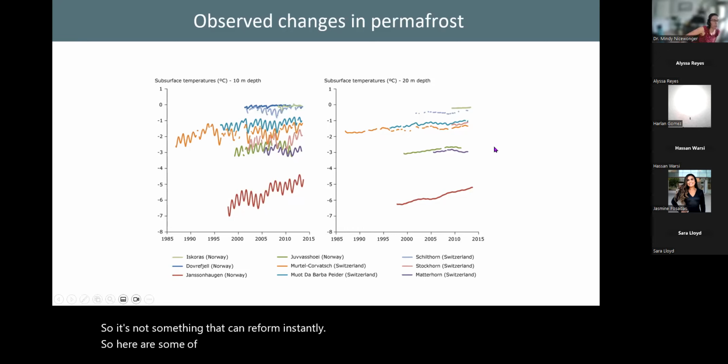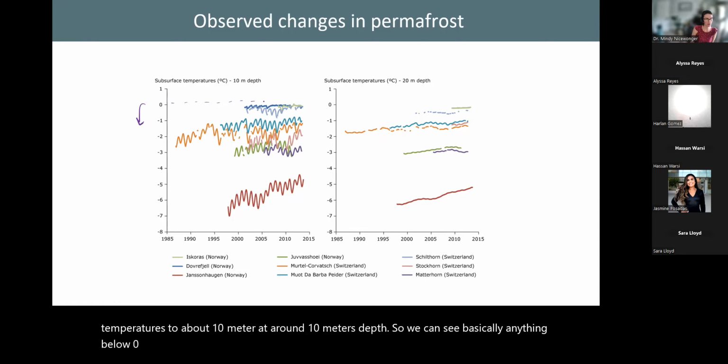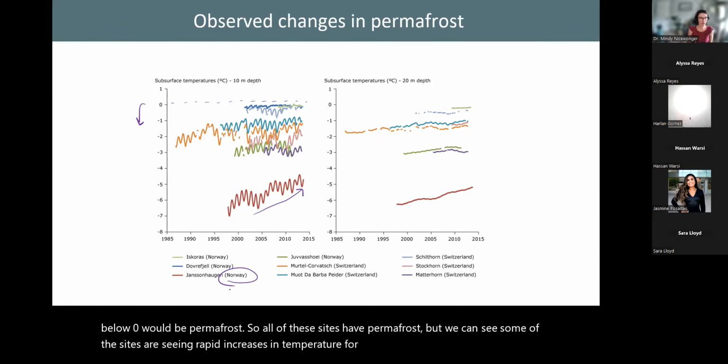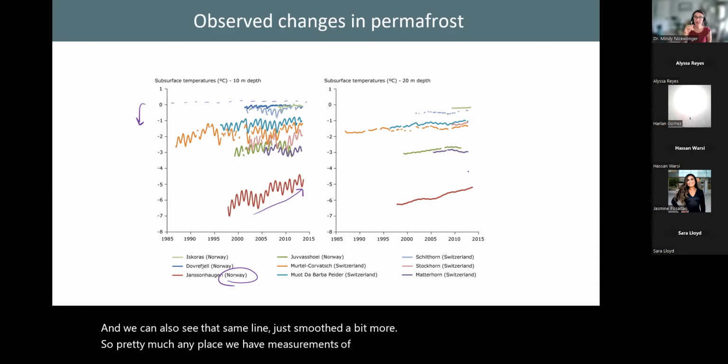So here are some observed changes in permafrost. This is showing subsurface temperatures at around 10 meters depth. So we can see basically anything below 0 would be permafrost. All of these sites have permafrost, but we can see some of the sites are seeing rapid increases in temperature, for example, in Norway. And we can also see that same line just smoothed a bit more. So pretty much any place we have measurements of soil temperature below the surface, we are seeing increases in that temperature.